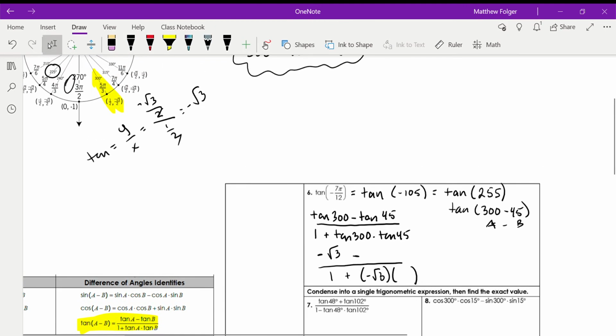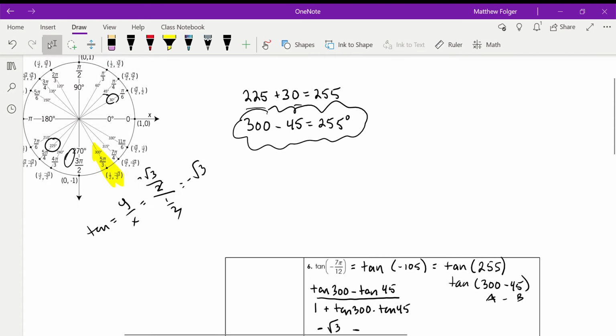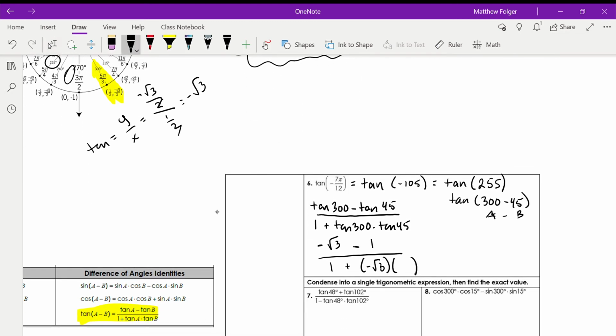So tan of 45 is y over x. That one's nice because y and x are the same. So you just get 1. So minus 1 over negative square root of 3 times 1. And then for the sake of these notes and for this topic here, this answer is fine.